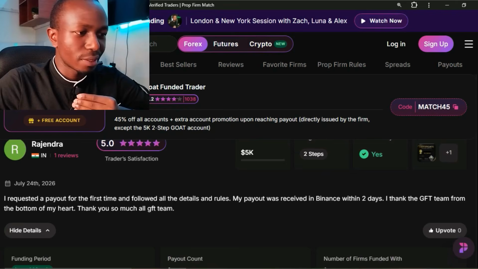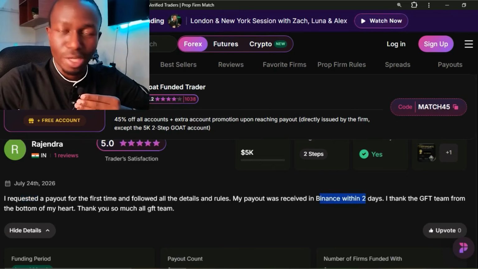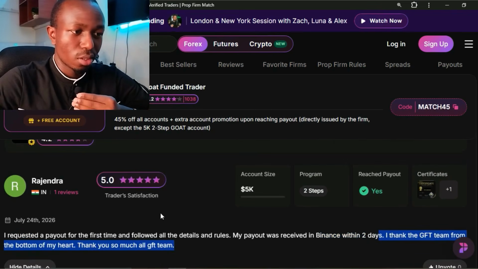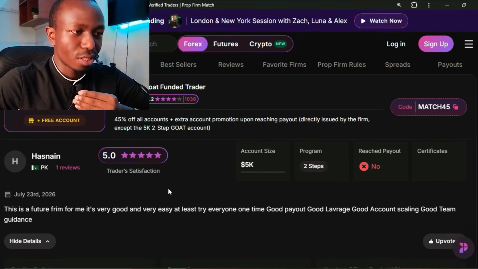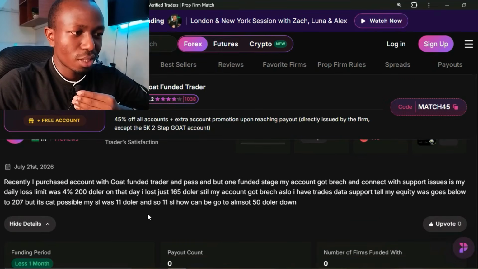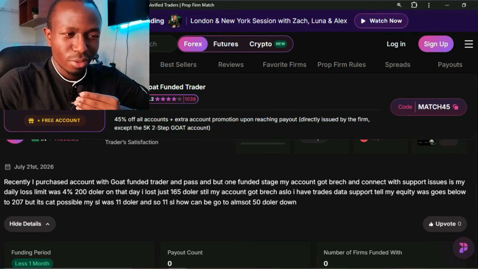The first review here, you can see someone requested the payout and it was sent to their Binance within 2 days, which is a good thing. So this is a good review. Another good review right there. Alright, this is a 2-star review: I recently purchased an account from GFT. One funded and then the other one got breached.